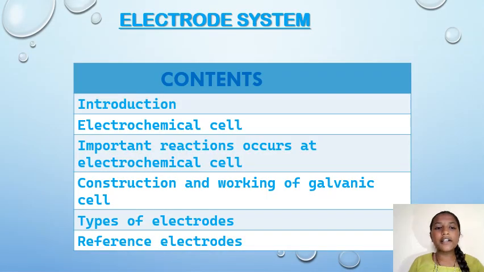Electrode system contents. First we are going to study the introduction part of electrode system, and next electrochemical cell, what are the types of electrochemical cells, and next we are going to discuss the important reactions which occur at electrochemical cells, and construction and working of galvanic cell. Next, the types of electrodes, and at the last, reference electrodes.